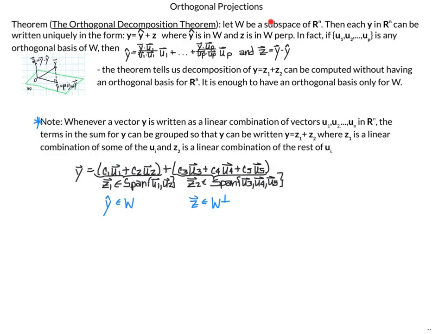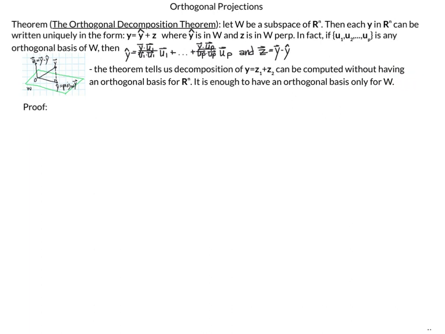Just a quick note before we prove this theorem: in our previous work, we were using an orthogonal basis for Rn, but this decomposition theorem only requires an orthogonal basis of W. The theorem tells us that the decomposition of y into z1 and z2, where z1 is in W and z2 is in W perp, can be computed without having an orthogonal basis for Rn. It's enough to have an orthogonal basis only for W. And now we are ready to work on the proof.